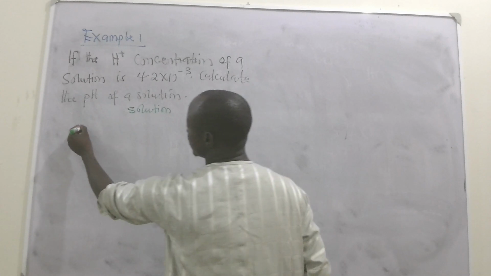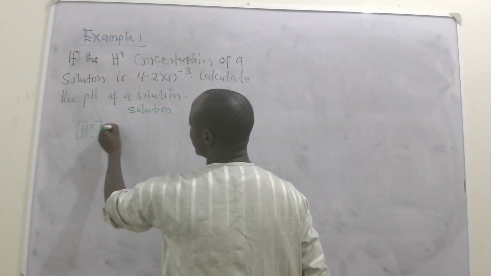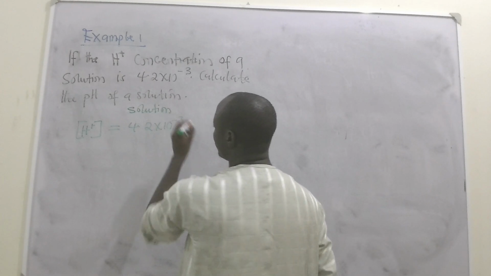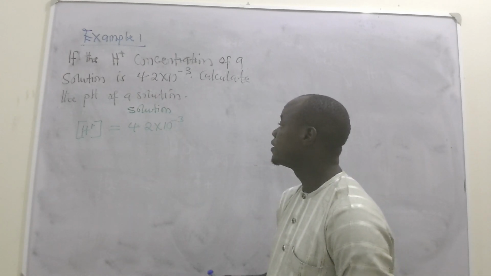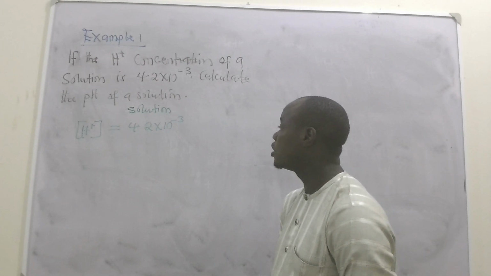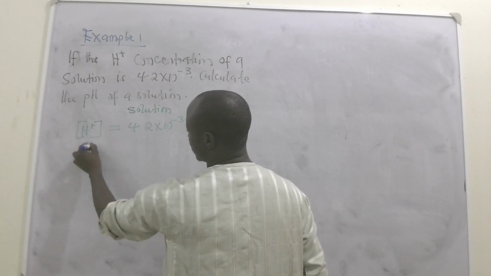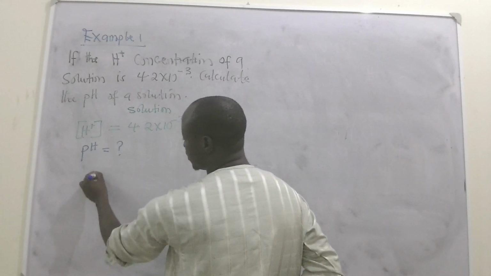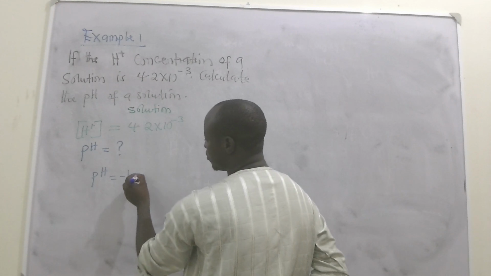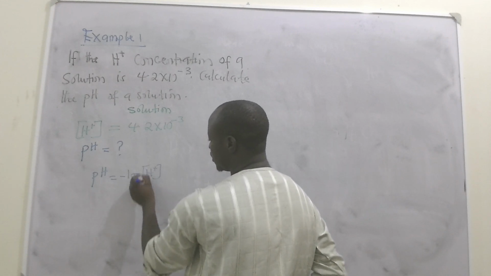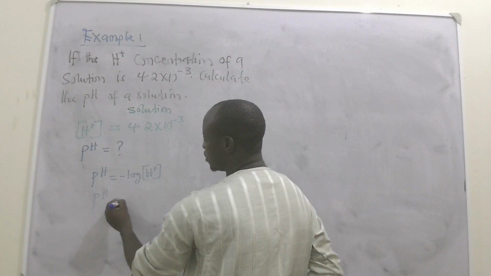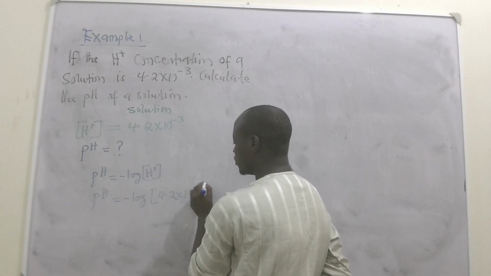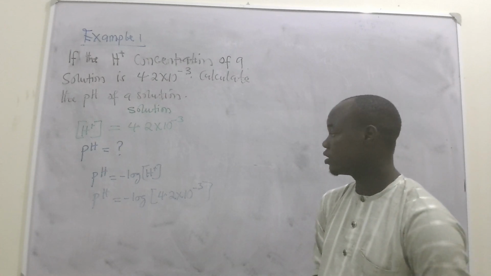So first, the hydrogen ion concentration is given as 4.2 times 10 raised to the power minus 3. So we have to calculate the pH, which means the pH here is unknown. How are we going to do this? We are going to apply the formula that says pH is equal to minus log of hydrogen ion concentration. So we have minus log of 4.2 times 10 to the power minus 3.